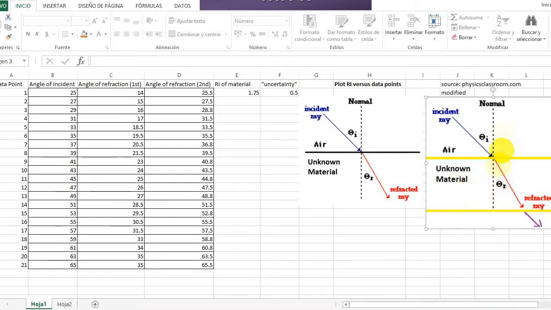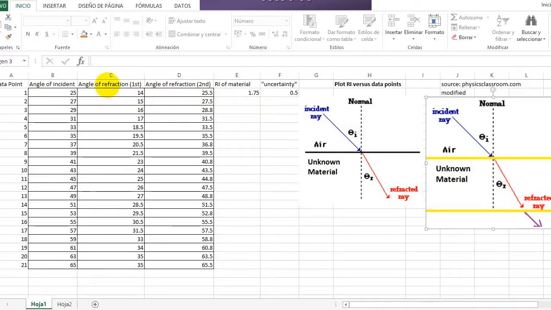So let's look at this picture over here to the right. What we have is an incident ray coming in, going through the unknown material, and then exiting out. So what we actually have is two of these values that should be the same because it's the same material, it's air on this side as well, and the unknown material is here in the middle.